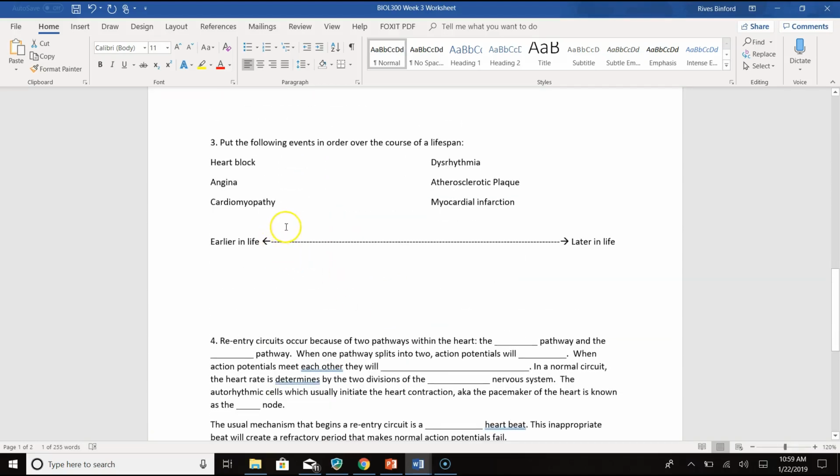This is, again, a timeline. You'll use a dash, and you'll put whatever you think came first in this person's medical history. Assume this is one person who just gets everything. And again, these things are related to each other. That's why today is built the way it is, because these things are all related. They don't happen in a vacuum. You don't get angina without atherosclerotic plaque development. You don't get a cardiomyopathy without a myocardial infarction.